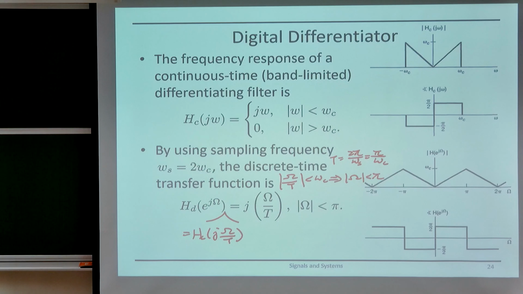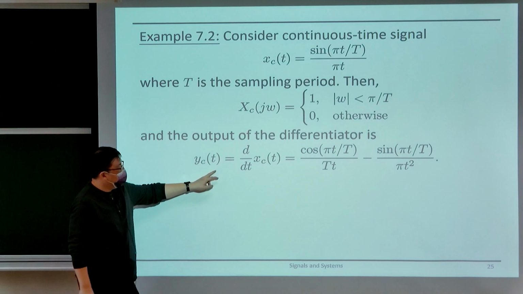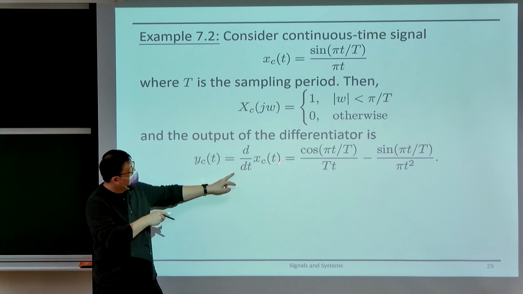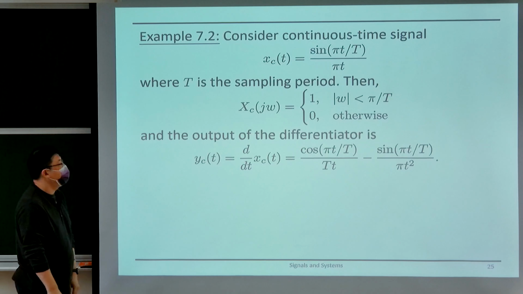Now, looking at this example, suppose we consider an input signal xc of t that is equal to this sinc function. A sinc function has a Fourier transform that is this perfect rectangle in the frequency domain, and the output of a differentiating filter is this y sub c of t that is equal to the derivative of the input. So if you plug this inside here, the derivative gives you this.